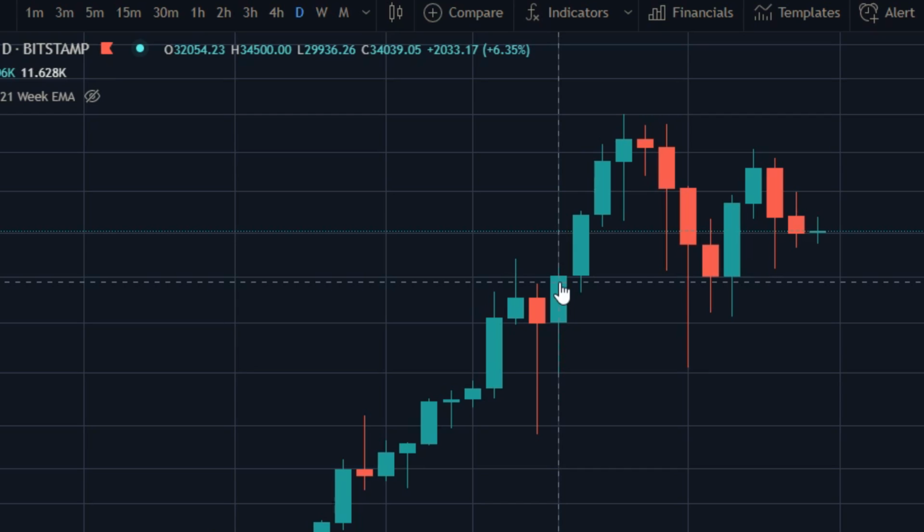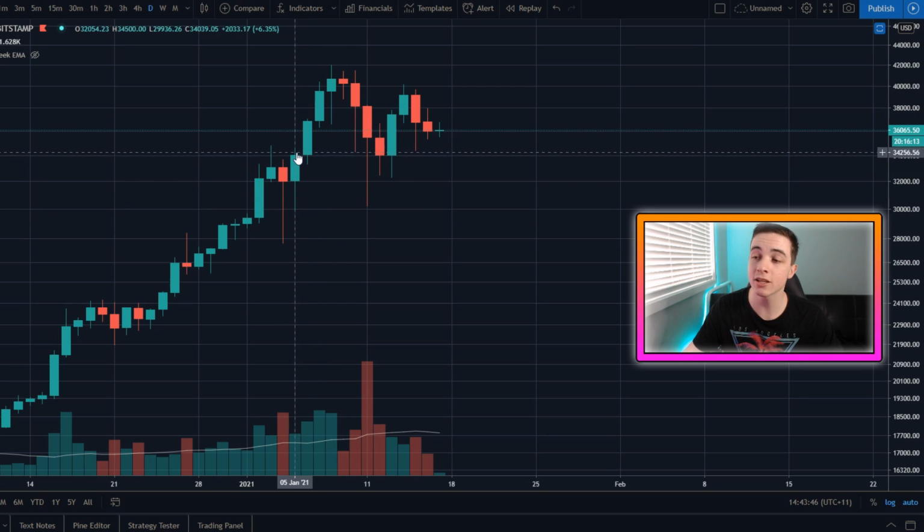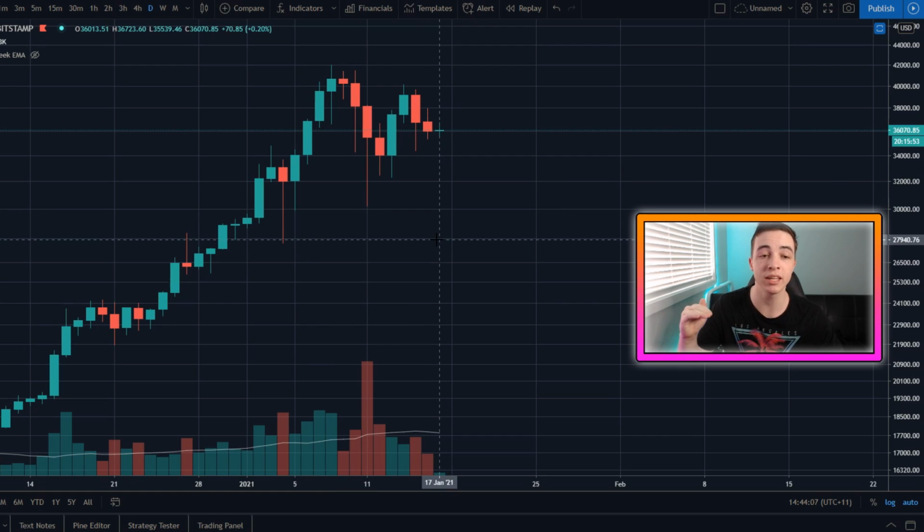Now, if you look in between the open and the close, you can see the high and the low. And if you look at the candle, that's what the wicks mean on the candle. So once again, the candle body is determined by the opening price for that period of time and the closing price for that period of time. And the candle wicks basically mean the absolute lowest point and the absolute highest point that the Bitcoin price traded at for that period of time.